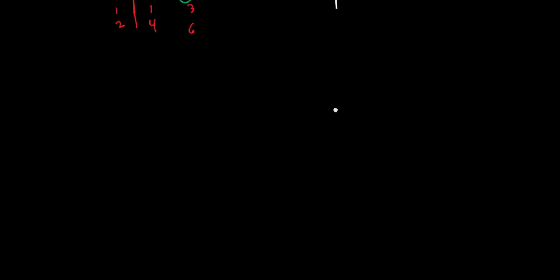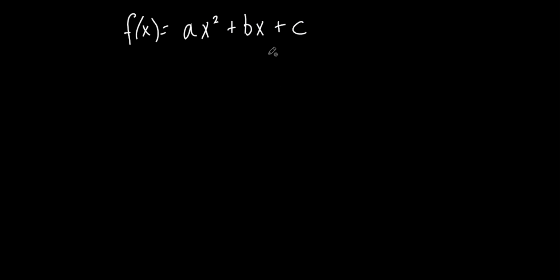So let's go back to this and talk about the equation itself. All right, do you remember what the quadratic function was? F of x. What's the quadratic function? F of x equals ax squared plus bx plus c. All right, so that's a quadratic function.